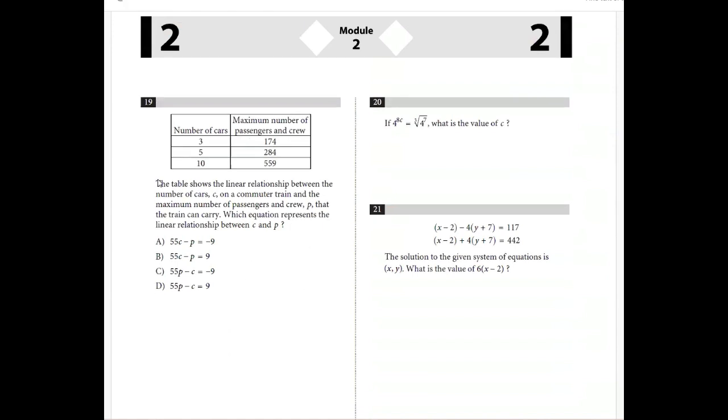Okay. The table shows a linear relationship between the number of cars C on a commuter train and the maximum number of passengers and crew P that the train can carry. Which equation represents the linear relationship between C and P? Okay, so I'm going to go ahead and calculate the slope here. I'm going to pick these 2 points. So 5 minus 3 is in the denominator, 284.